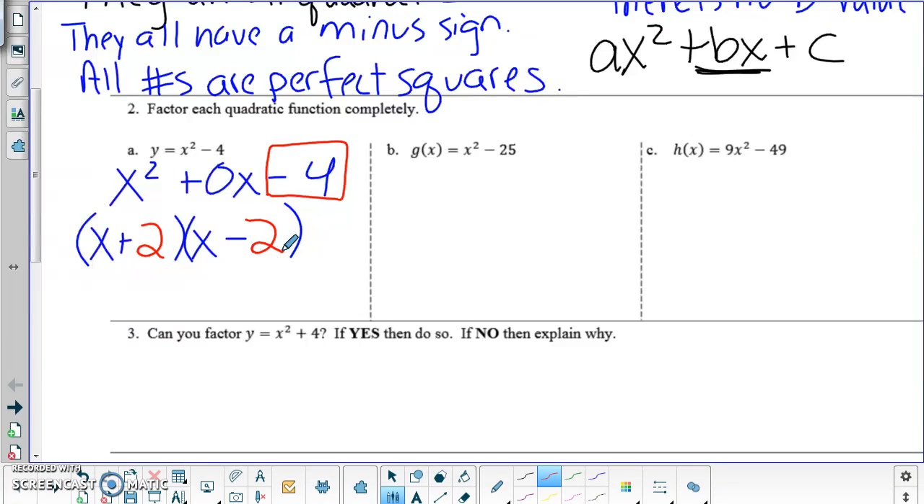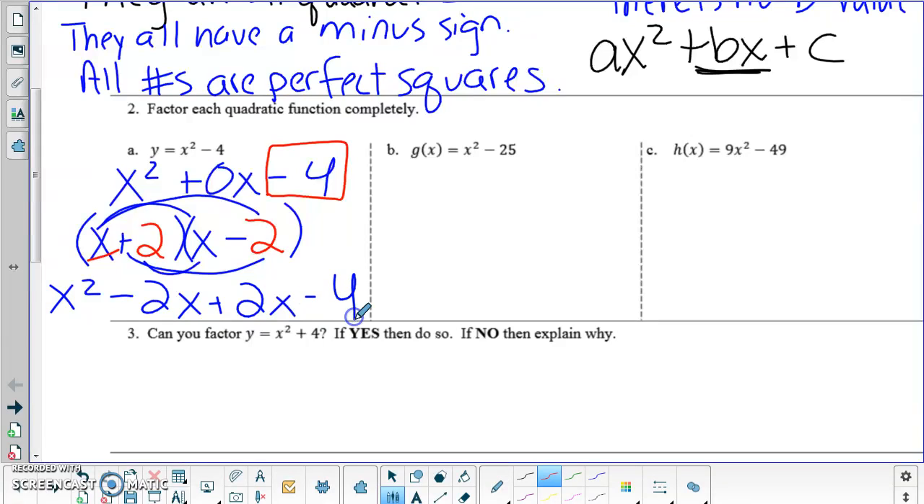So let's see what happens when we check. The firsts give me x squared. The outers give me minus 2x. The inners give me plus 2x, and then the lasts give me minus 4. The inners and outers cancel and make 0, so we're left with x squared minus 4.